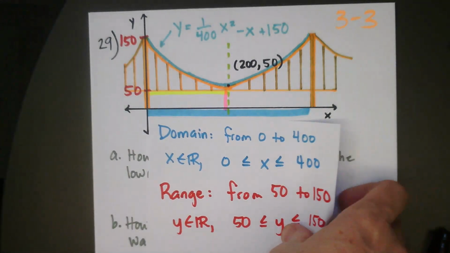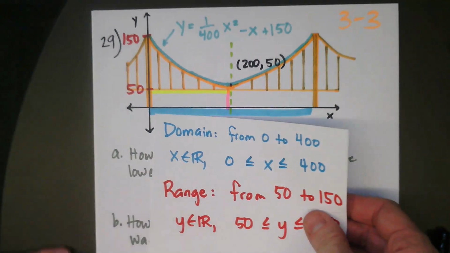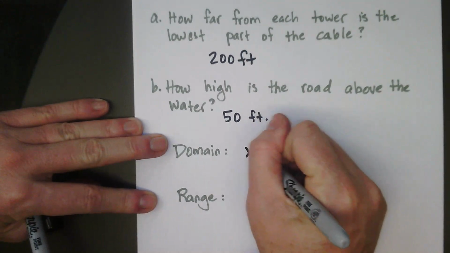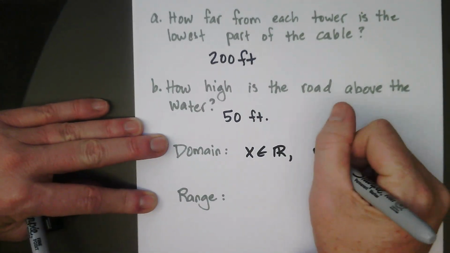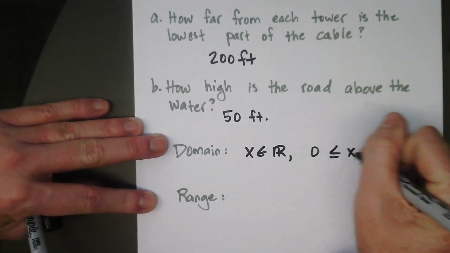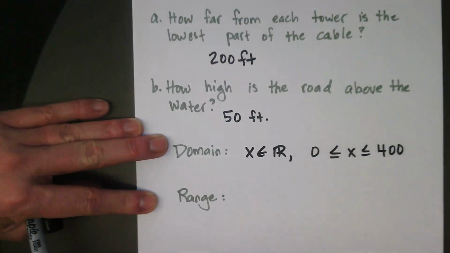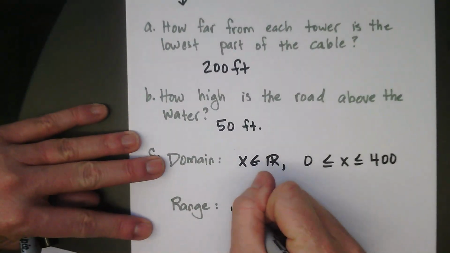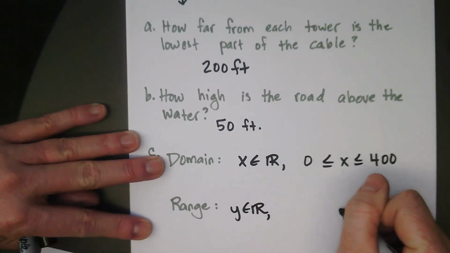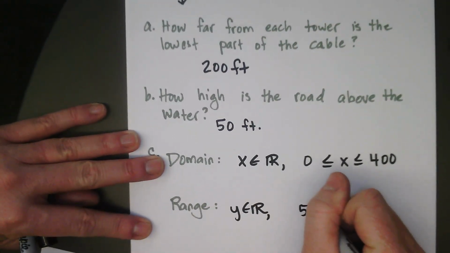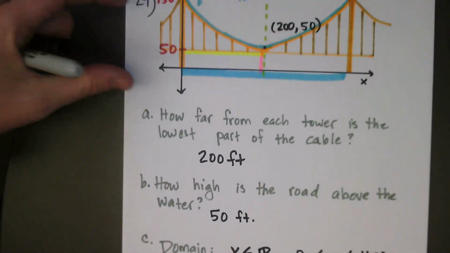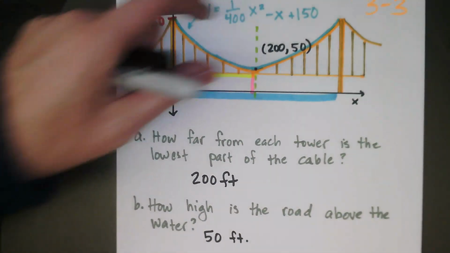So I'll just rewrite these two things down here at the bottom to answer. Okay, x is all real numbers, and we go from 0 to 400 on x, right? 0 to 400. Range, all real numbers, and we go from 50 to 150, right? 50 to 150 on the y-axis.